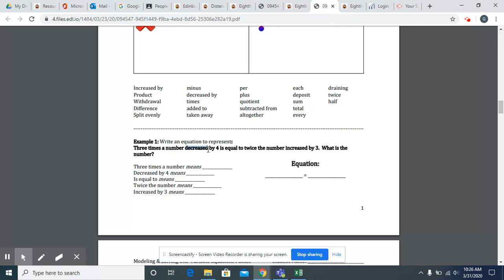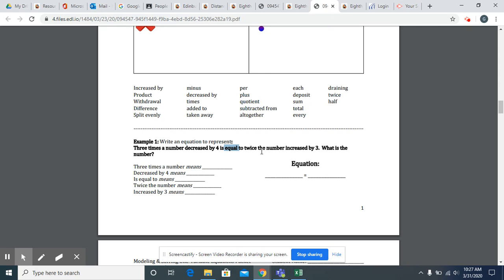Decrease is a key word which means to subtract. So we should know that this means to subtract by 4 is equal to, so we know equal is our equal symbol. So right here is up to there. So this first part is what's going to go in here. So 3 times a number is 3x, decrease is minus, and 4. So we would write 3x minus 4, and then we stop at our equal sign.